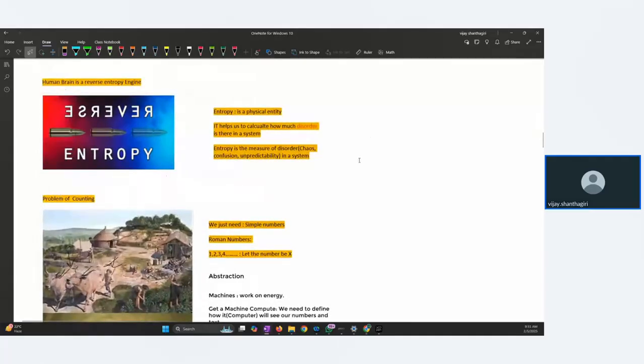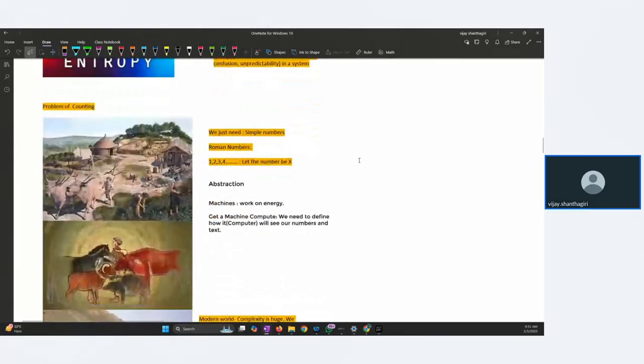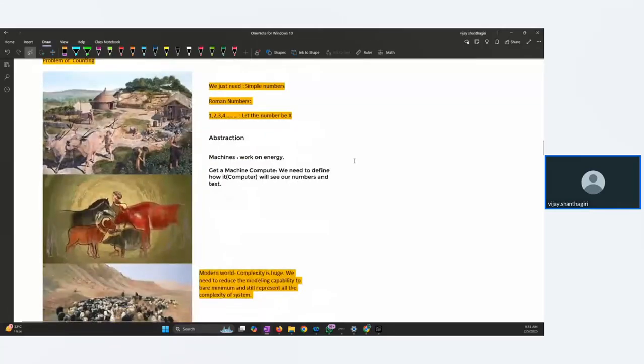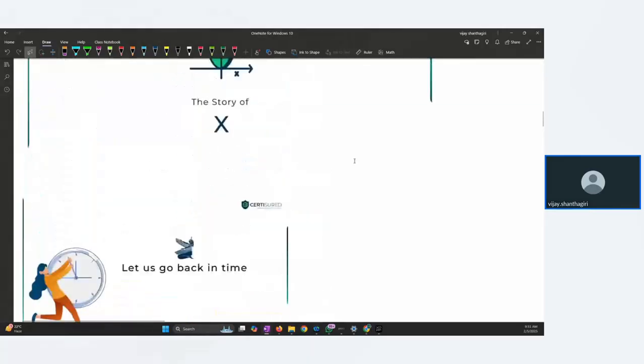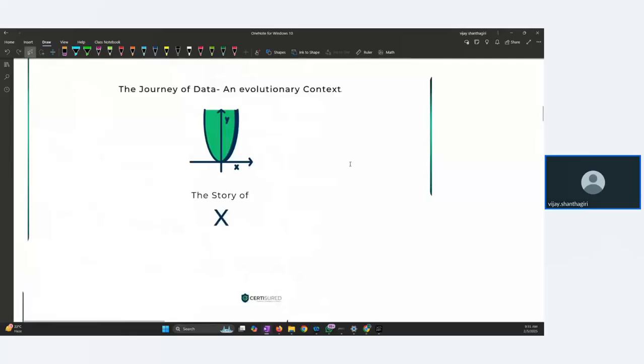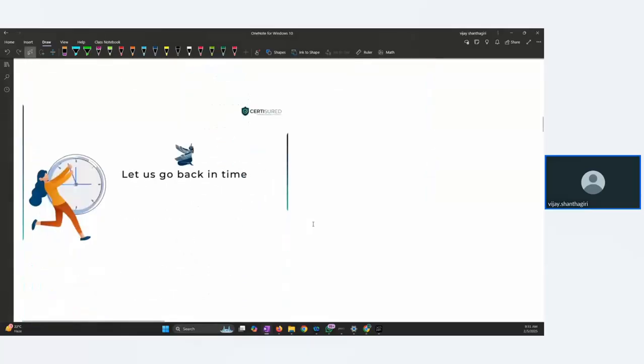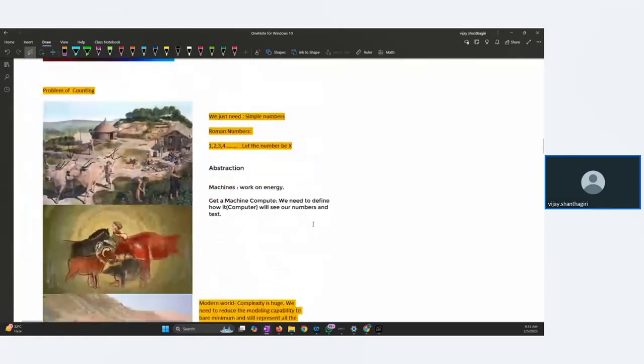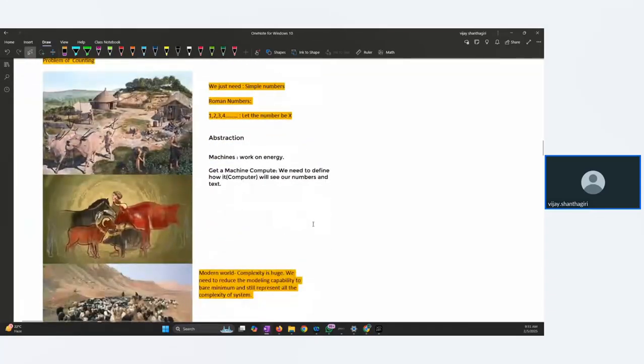Let me now start from here. The problem of counting. Back in the time, we call this the story of X, X being a variable. So how does this variable concept come into our mind? If we start from here, everything starts making sense. So take it easy, get into the flow of this small story that I'm going to be putting out now, and we'll understand. Let's look at this picture first.